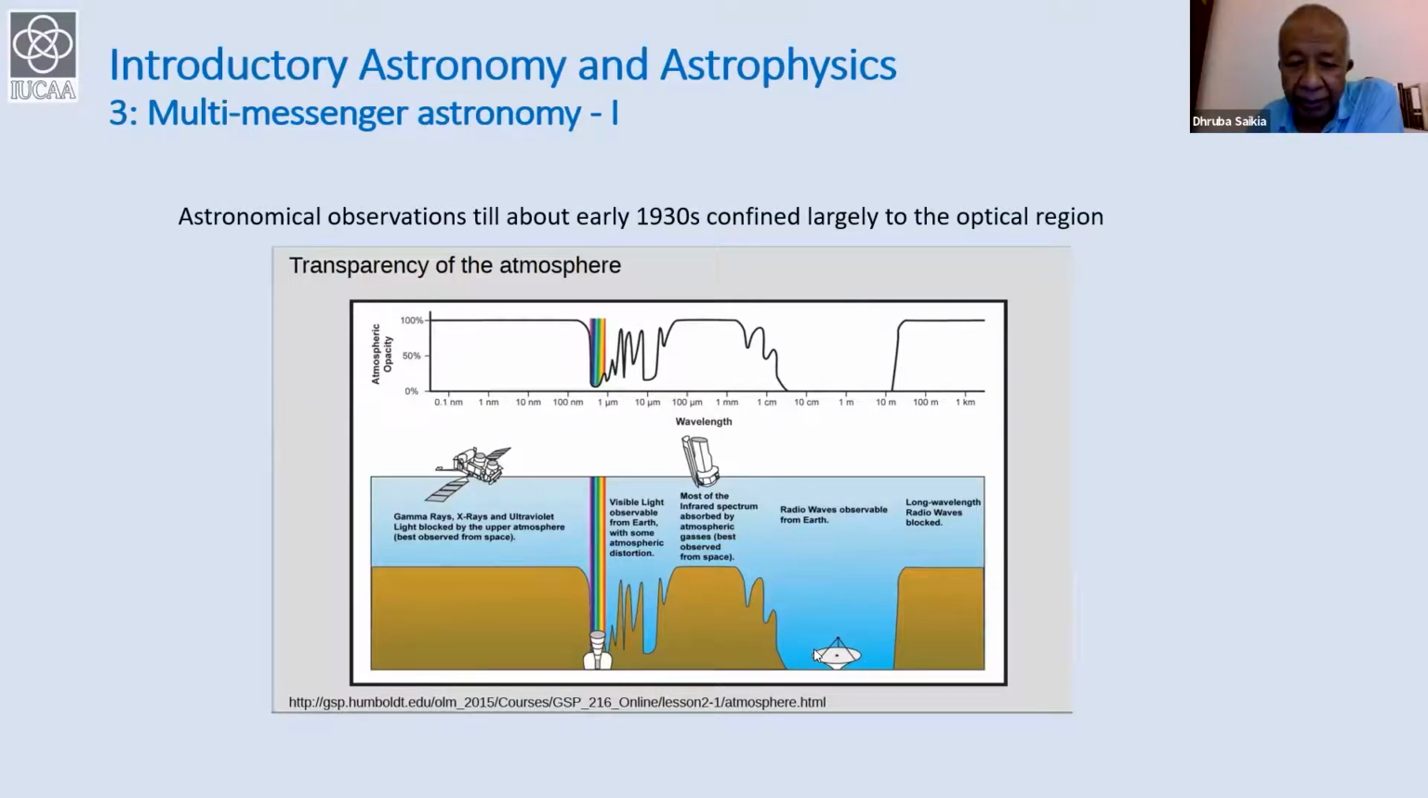Again, in the radio region of the spectrum, over here it is given as a few centimeters to slightly over 10 meters as the range over which you can observe, where the atmosphere is transparent. The radio waves come through. But the longer wavelength radio waves, you can see over here, are again blocked out. So what do you think blocks out the long wavelength radio waves?